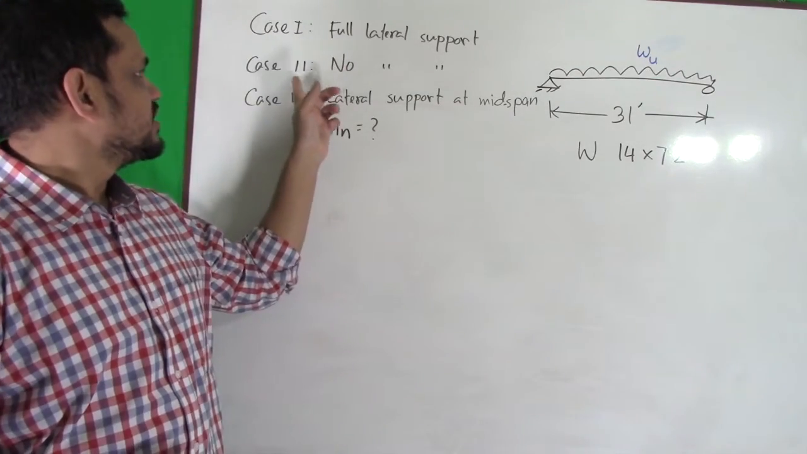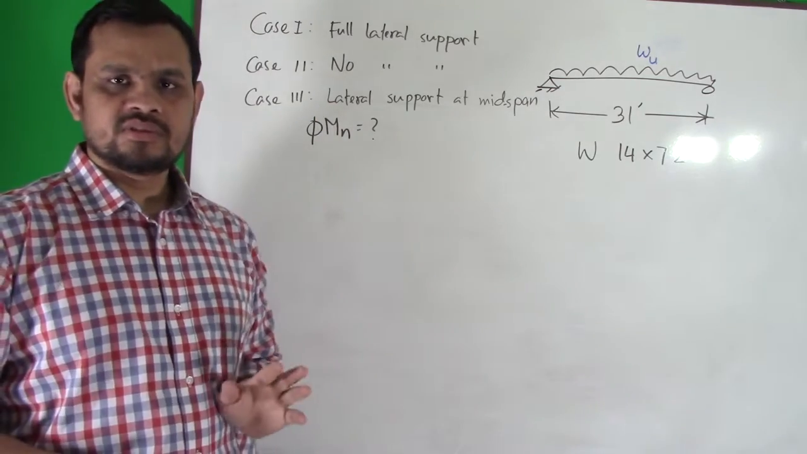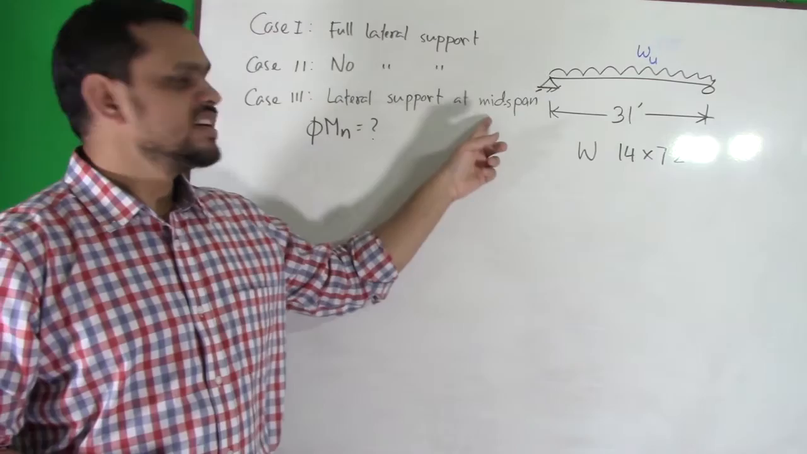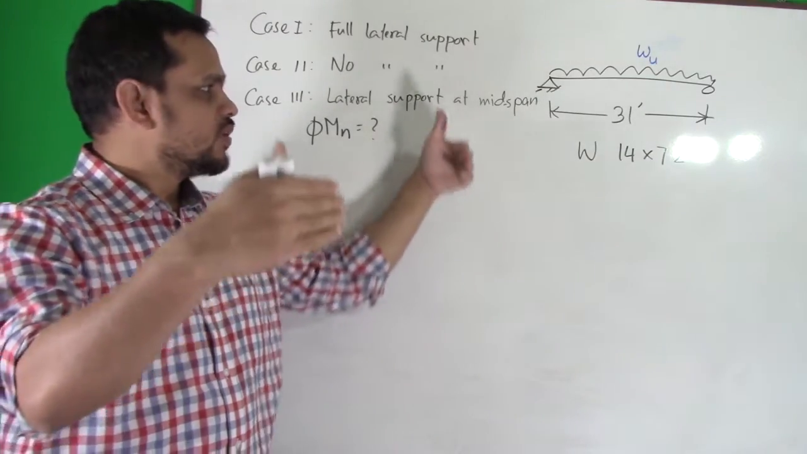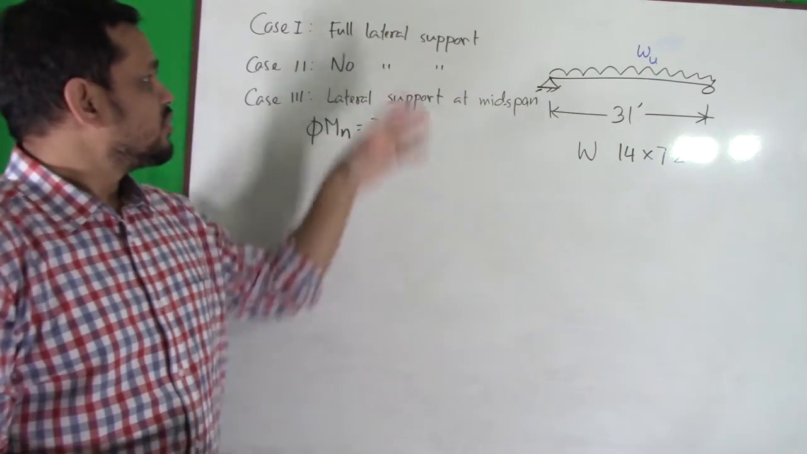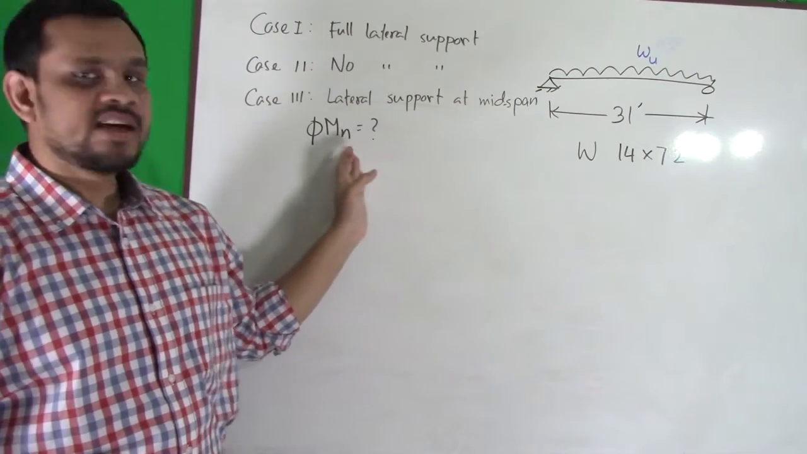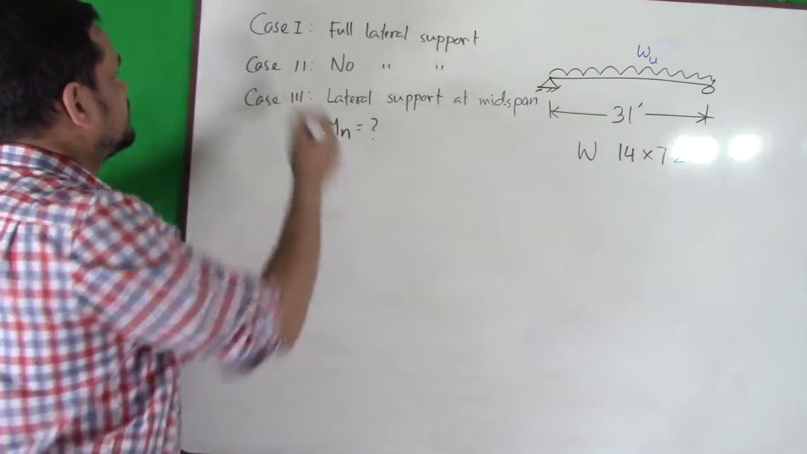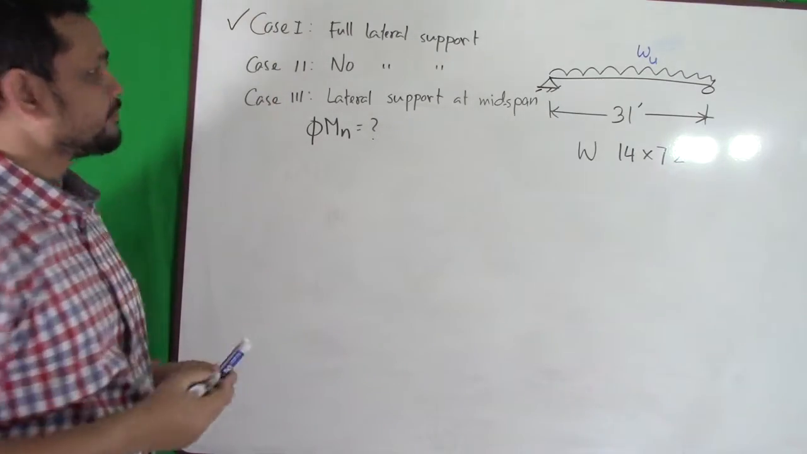Case number 2 is no lateral support. Case number 3, lateral support at mid span. At the mid of the beam, we provide a lateral support. So for these 3 conditions, we will find the capacity. Okay, let's go. Case number 1. So first we will solve case number 1.